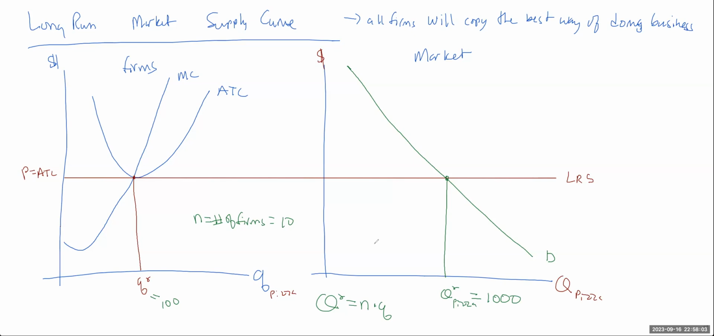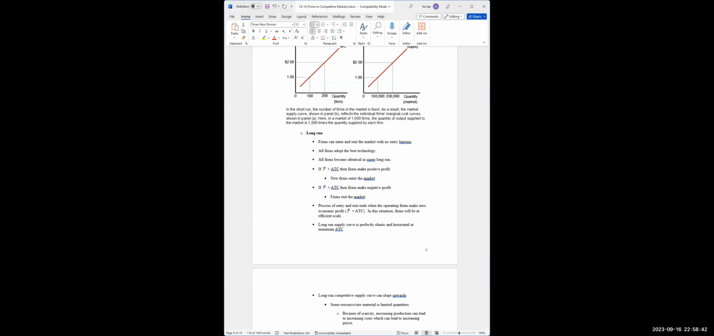We will also have a short run supply curve that we saw, which is like this. The short run supply curve is upward sloping, but the long run supply curve is flat. This is the end of my lecture for chapter 14 regarding competitive markets. I'm going to close the whiteboard and share my notes. Hope you guys can see the notes.